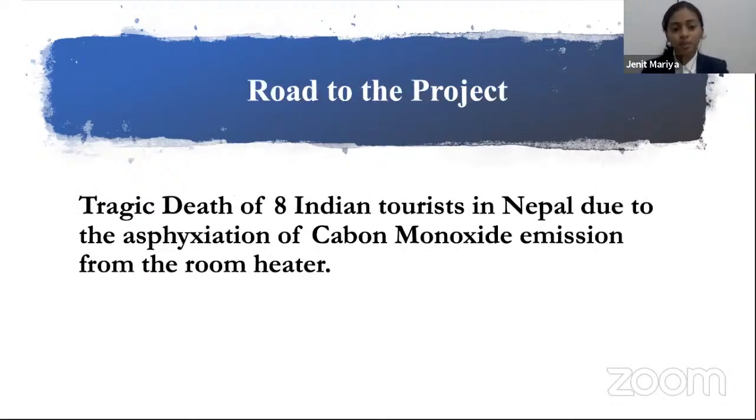Yeah, here is the root of my project. This is an incident which I read in a newspaper years back. 8 Indian tourists went to Nepal for their vacation, and their room heaters emitted carbon monoxide, and they were sleeping. They didn't know that. In the morning, they were found dead. We heard this tragic news in the newspapers years back. And if my project is implemented, I'm very sure that no more deaths are going to happen because of this carbon monoxide emission. And this was an incident which sparked my idea, which paved the path to my project.